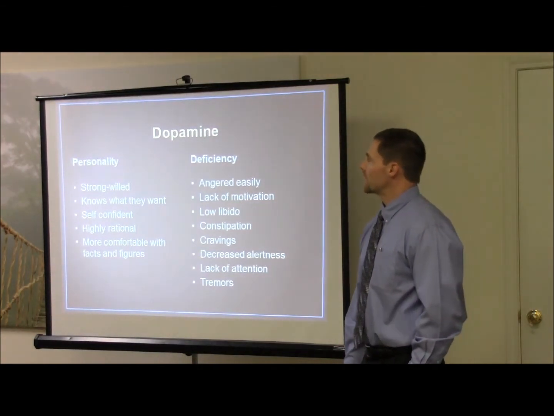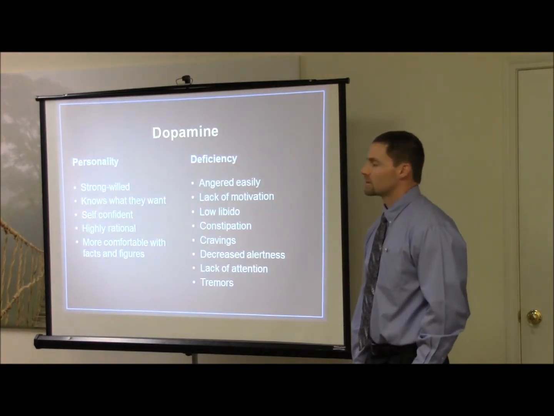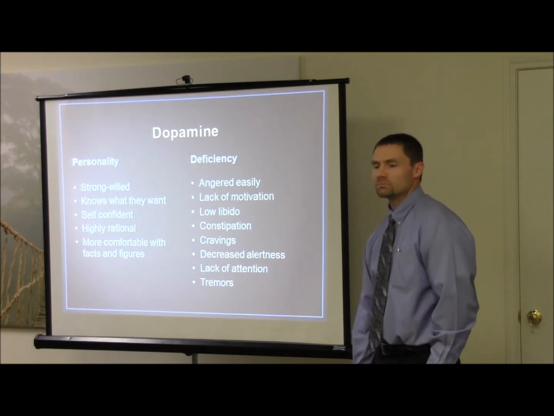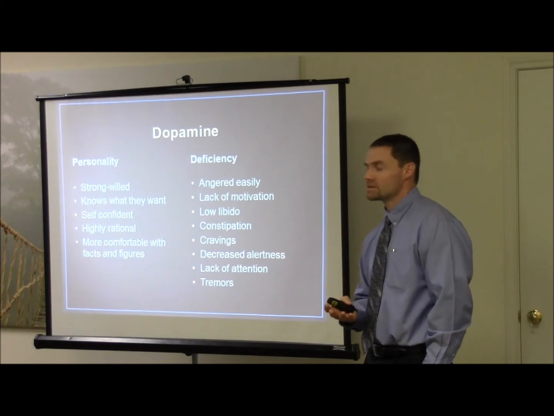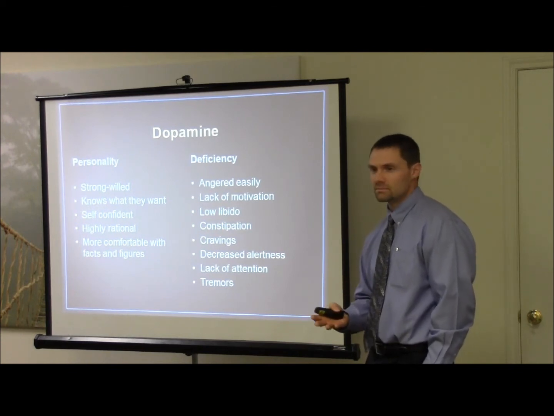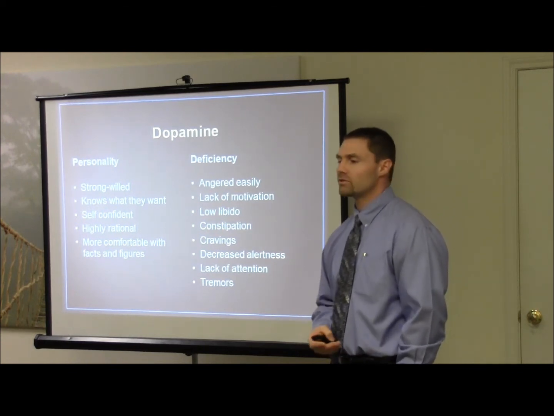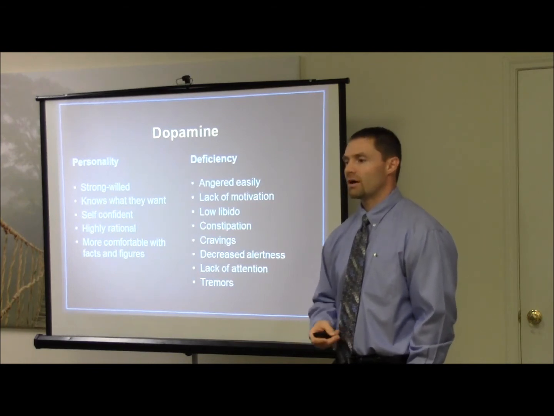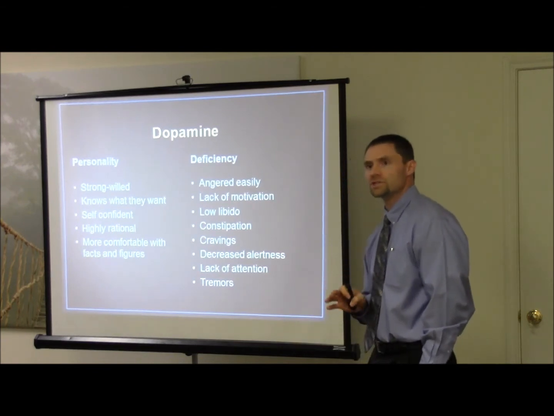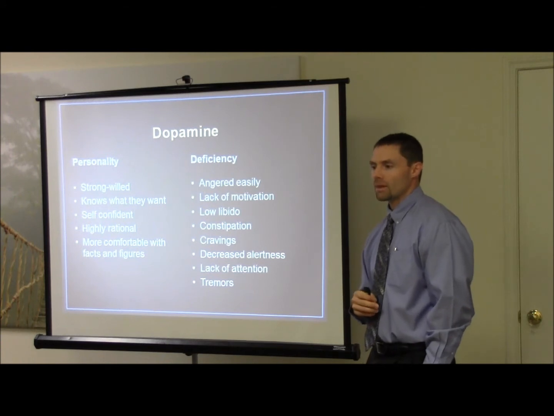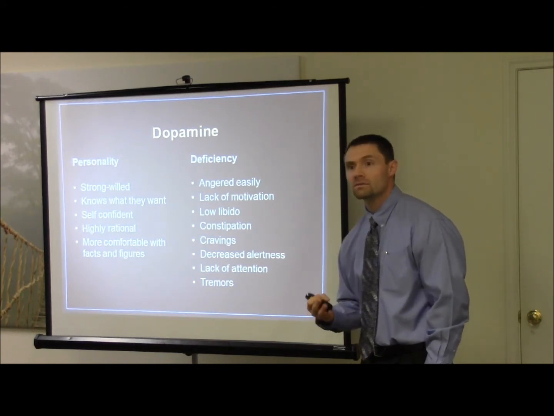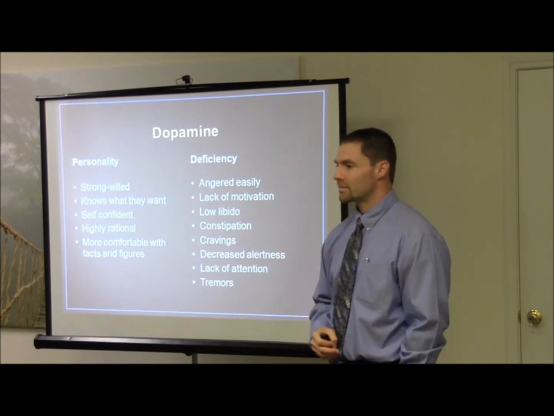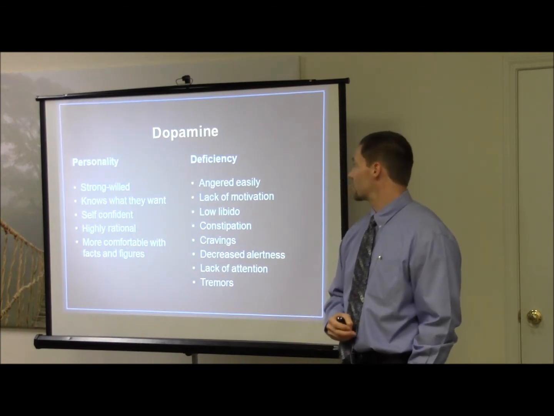So if you're looking at personality traits for your dopamine individual, they're going to be pretty strong-willed. They know what they want. Again, just think about your type A people. Think about most of us that are probably sitting in this room. I mean, we're in the profession we're in for a reason. We tend to be self-confident, not really shy. We tend to be outspoken about our opinions about things, that type of stuff. And we're more comfortable with facts and figures.